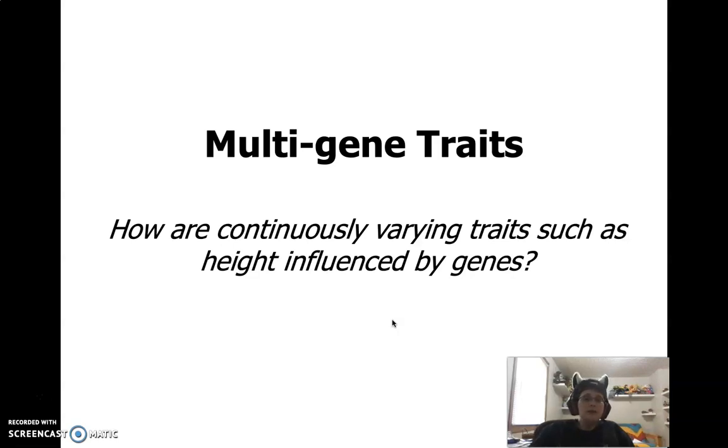All right, so the next lecture is going to pick up with multi-gene traits that are actually going to continue on. We talked about multiple alleles. Now we're going to talk about multi-gene, adding genes together in our next lecture.